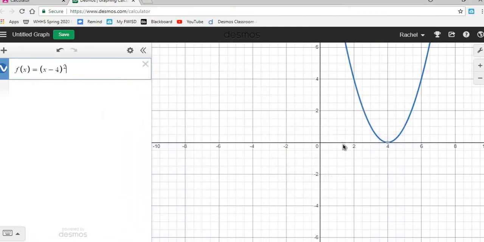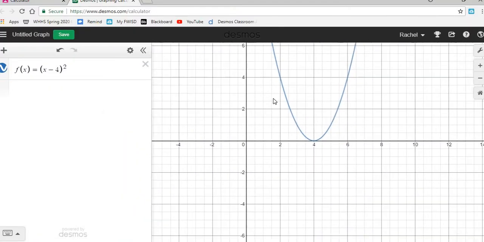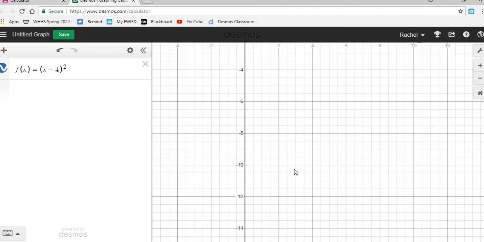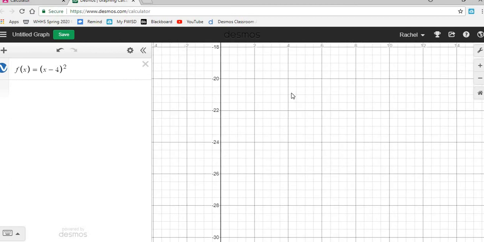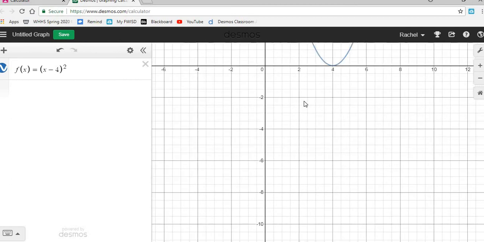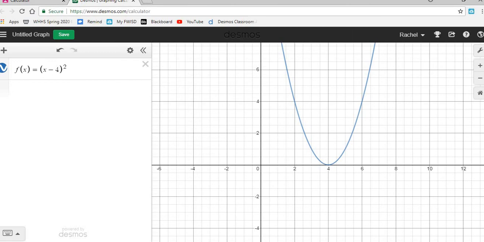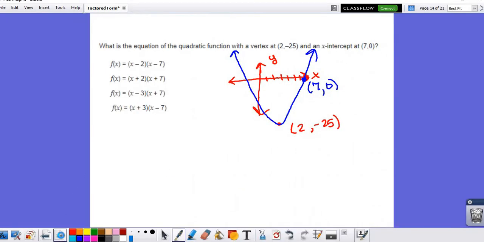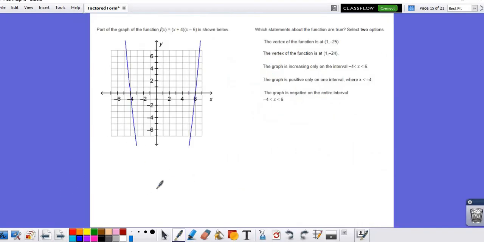And when you're looking at your calculator, you can kind of click on it and slide it. So if you needed to get down to 25, okay? So like a click and drag type of thing. All right, this one, part of the graph is shown, which statement about the function is true. And this time it says that you have to pick two options.